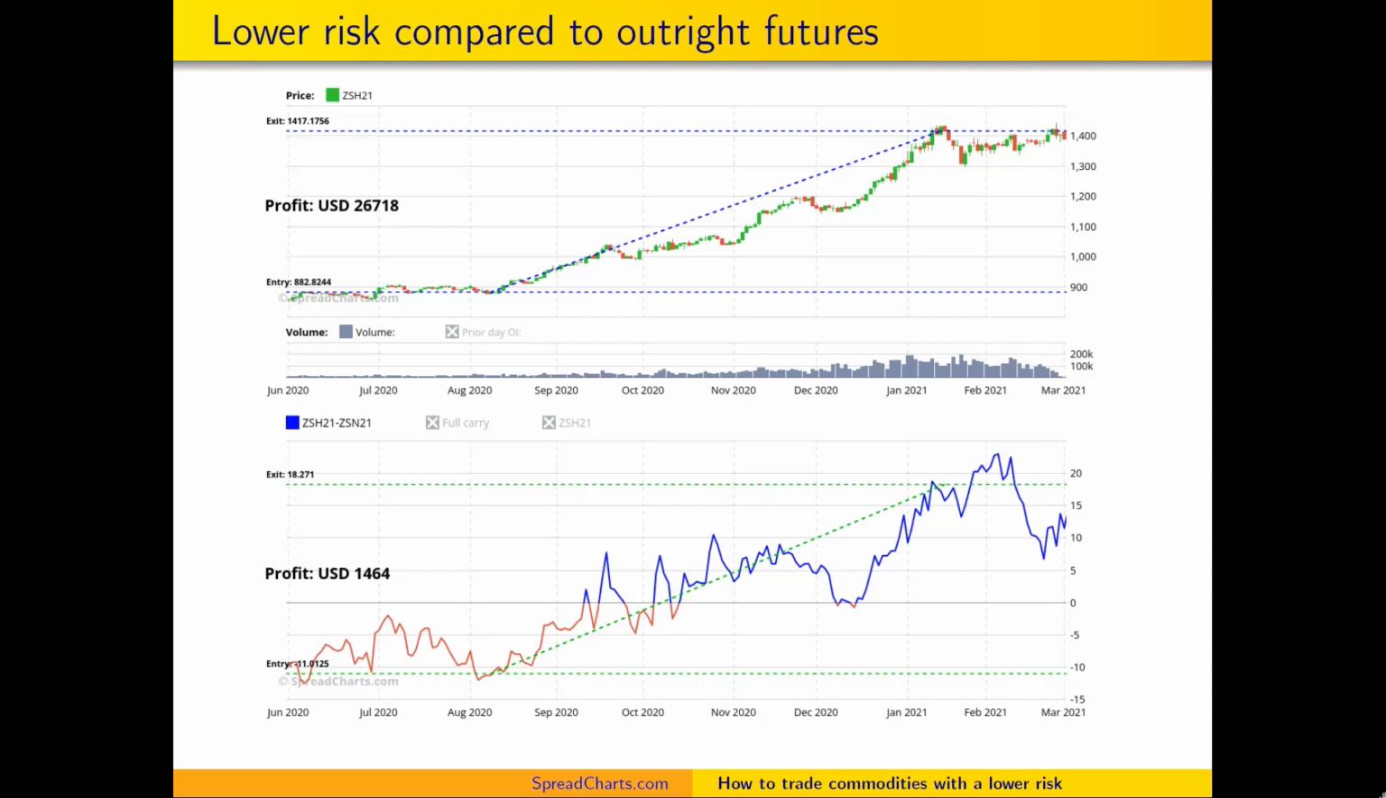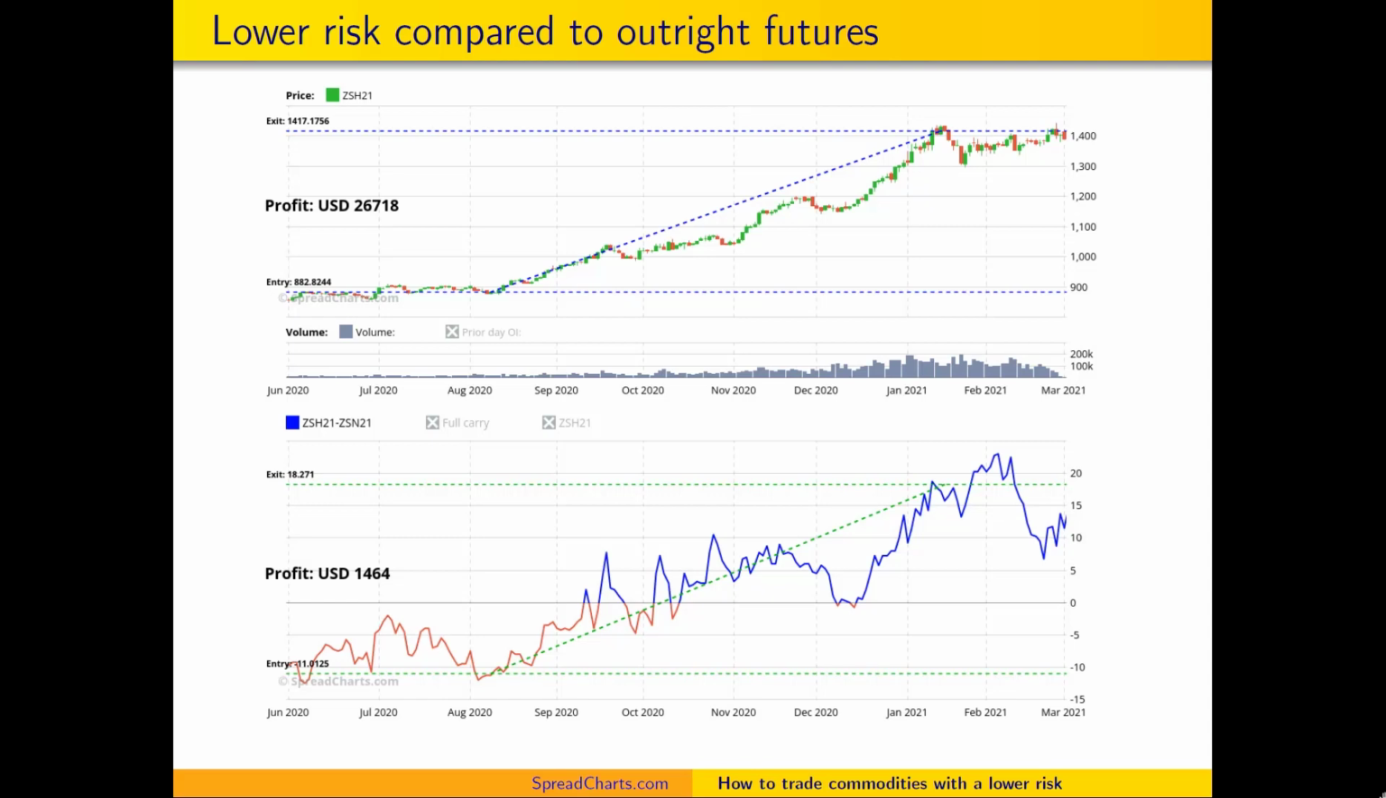Here's an example from real markets. The top subchart shows futures contract on soybeans, while the bottom subchart is an interdelivery spread on the same commodity over the same period. We use the profit and loss calculator in the Spreadcharts app to calculate the hypothetical profit we can reach on both the outright futures contract and the spread. The profit on the spread is smaller, and so is the risk. A much smaller account would suffice to trade the spread.